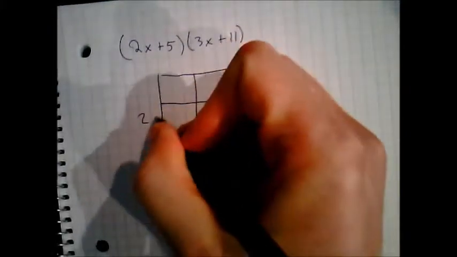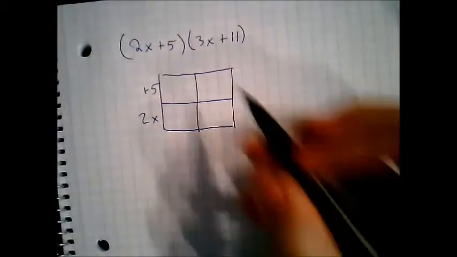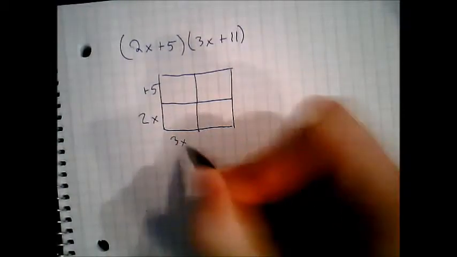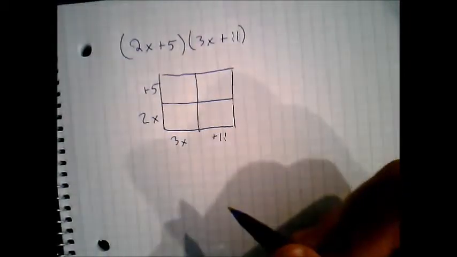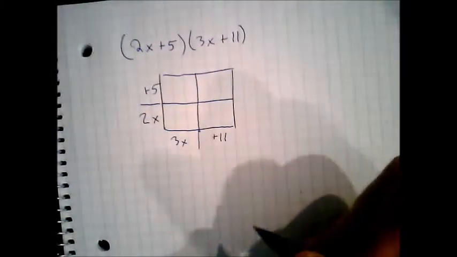So on our left side we have our 2x plus 5. That's just our 2x plus 5. That's our length, and our width is 3x plus 11. So this just helps us organize our work.